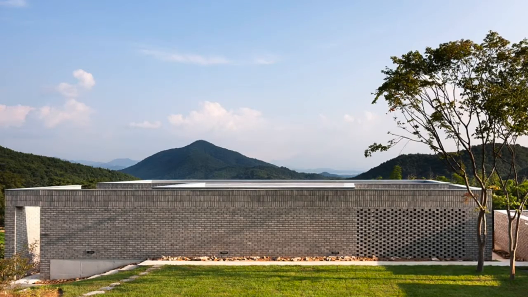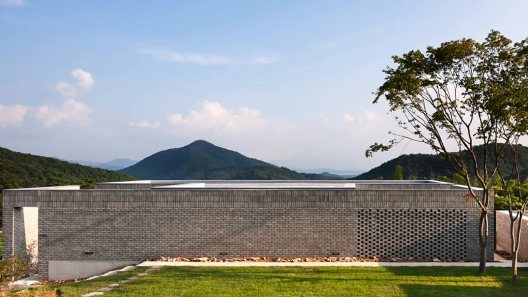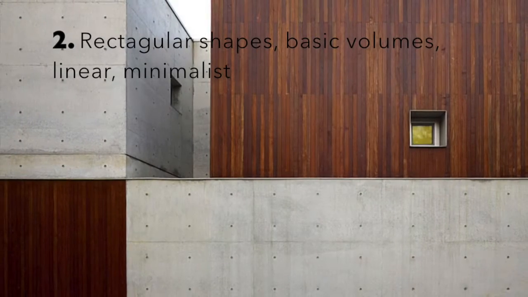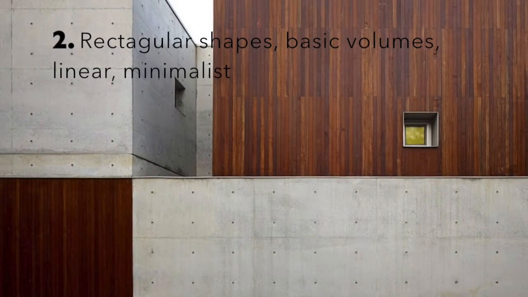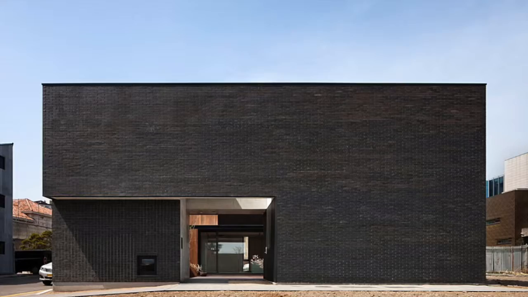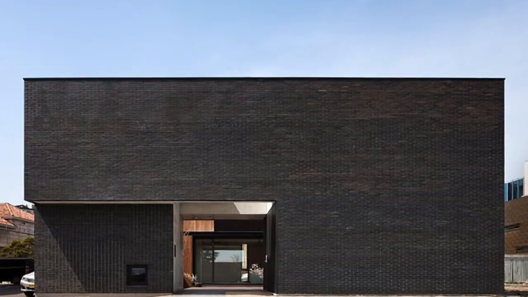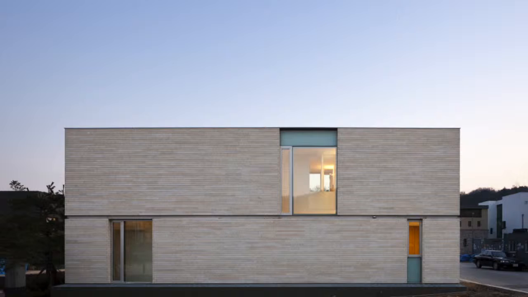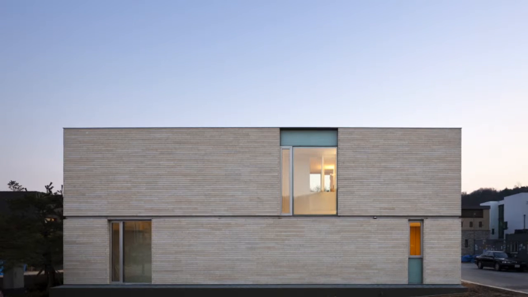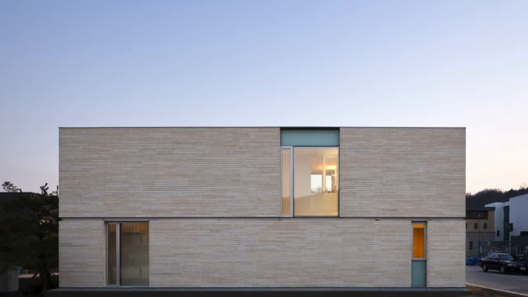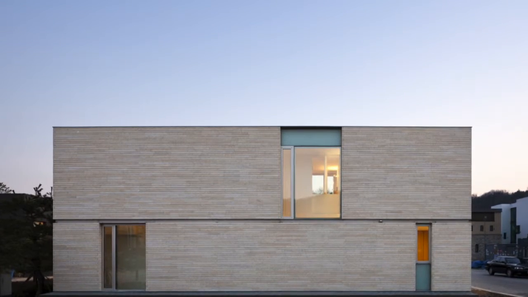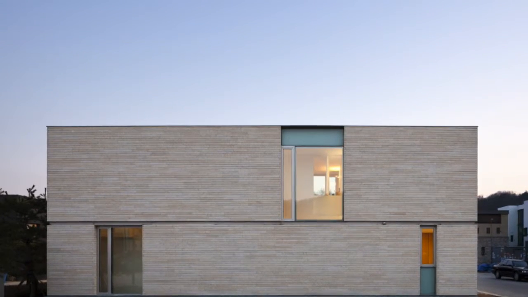Then we can go on to the second point to talk about the rectangular shapes, the basic volumes, which is kind of linear and minimalist. So easy forms, not spectacularly shaped buildings. Sometimes they are stacked, sometimes you just find a cube, as in these examples.